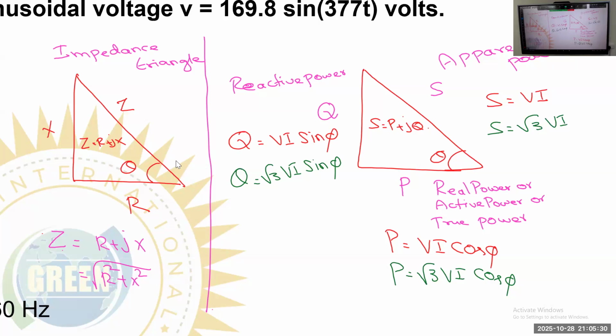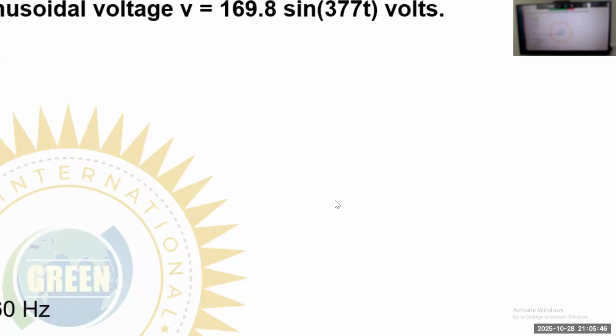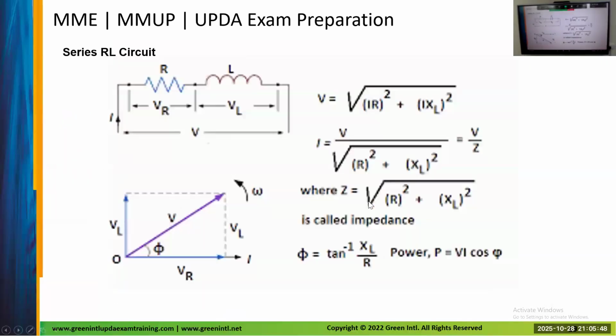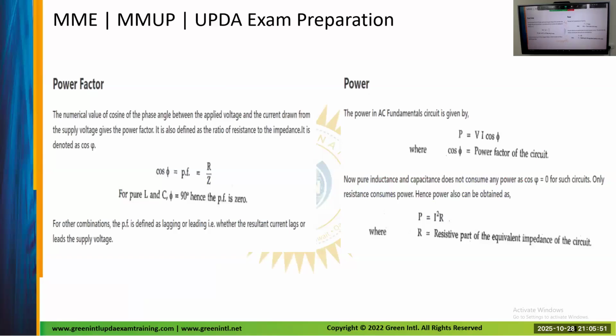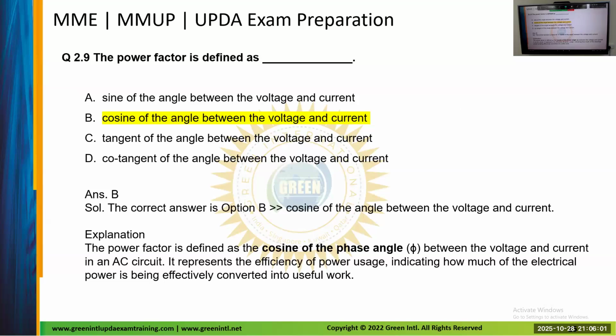Okay. So, impedance triangle, power triangle. From these two triangles, we must remember all the formulas. So, power factor is the cosine of the angle between voltage and current. So, power is equal to V into I cos theta. This question is frequently asked in the exam: what is the definition of the power factor? Cosine of the angle between voltage and current.